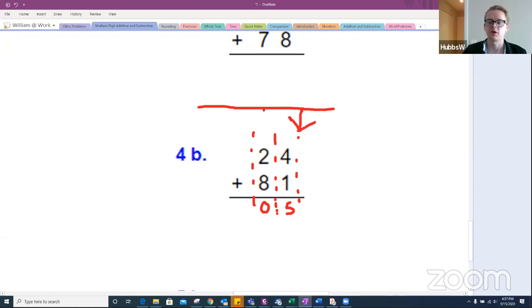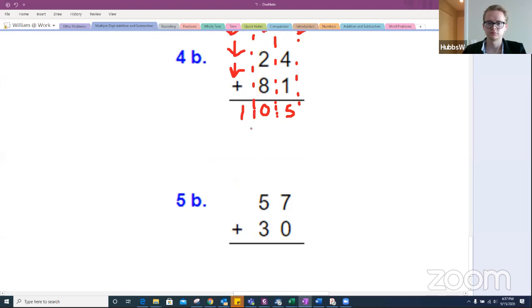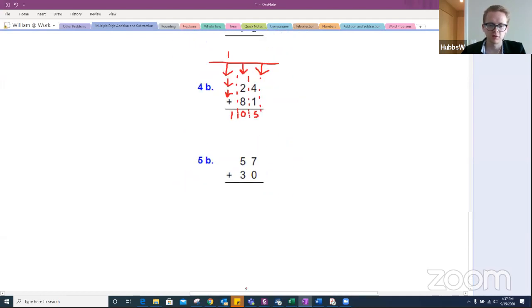But as far as the process and how we want to solve it, I'm just going to break it down. It seems like everyone got it though. We know this is 10. So we're going to take that 1 and put it in this column. After we get to 10 in this column, we just move that 1 over here and we're at 105. Now it seems like that made sense to everybody.